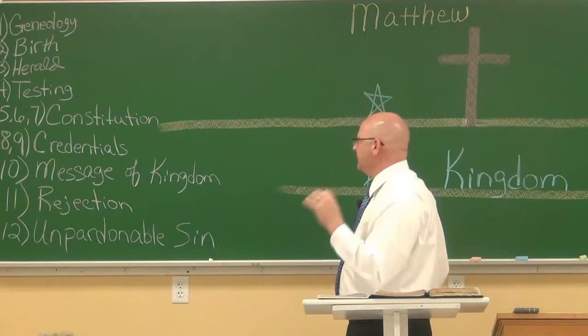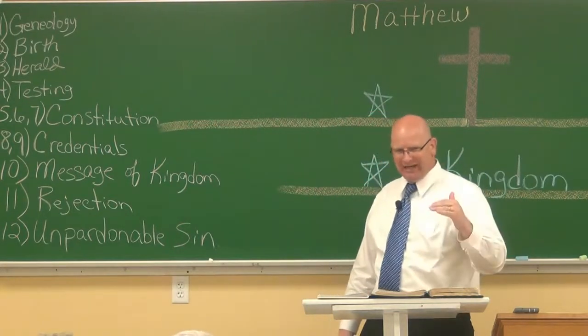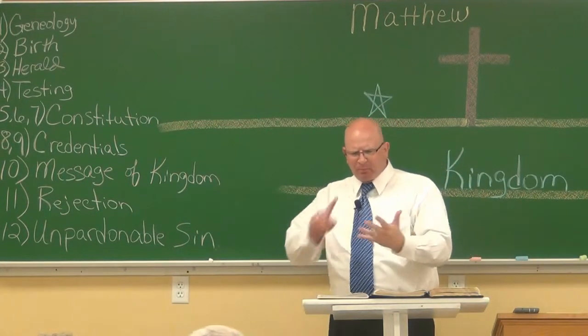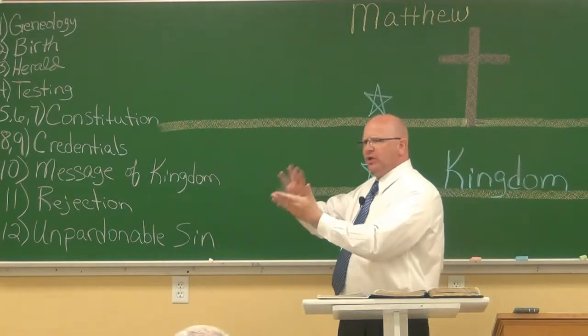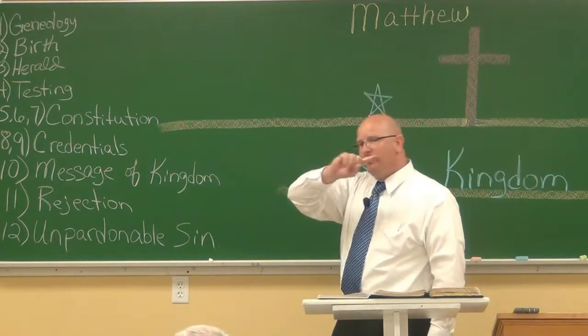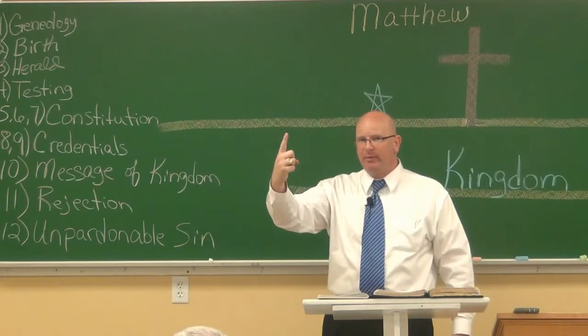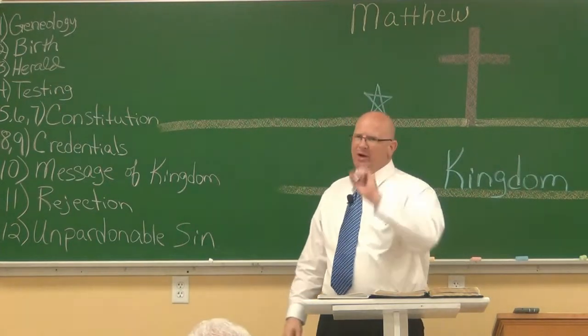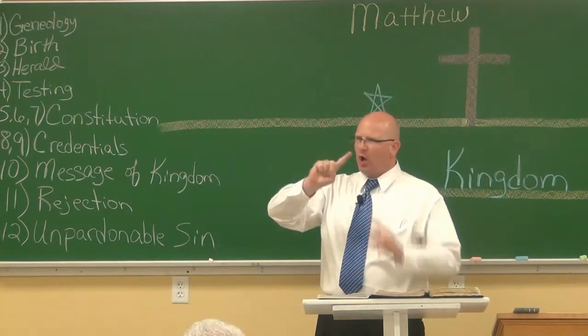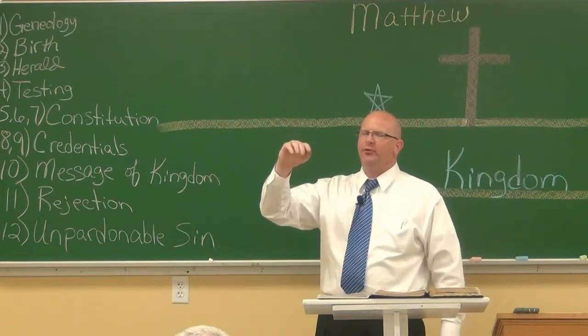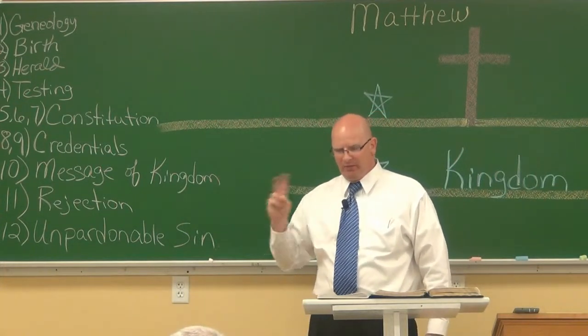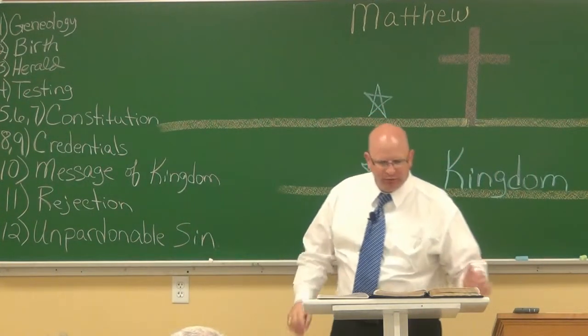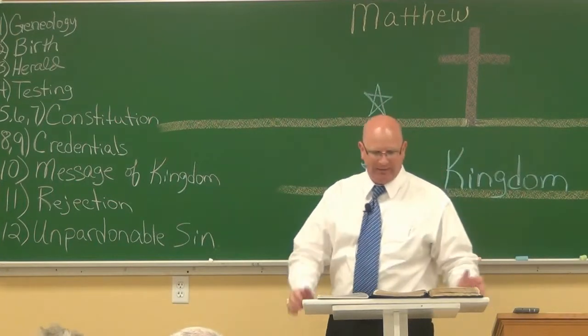Matthew presents Jesus Christ as King. Matthew, Mark, Luke, and John. You got 4 Gospels, 4 accounts of the first coming of Christ. In the book of Revelation, you have 4 accounts, all in the same book, 4 accounts of the second coming of Christ. Matthew presents him as King.